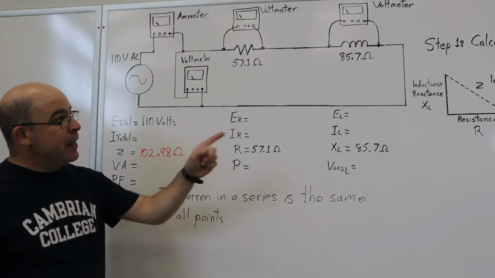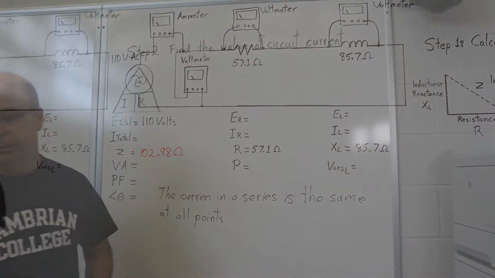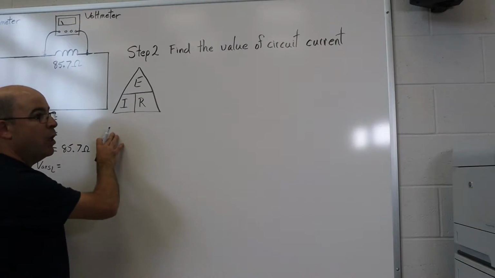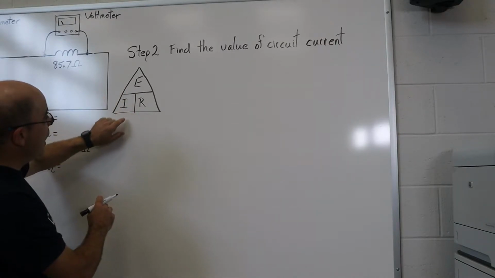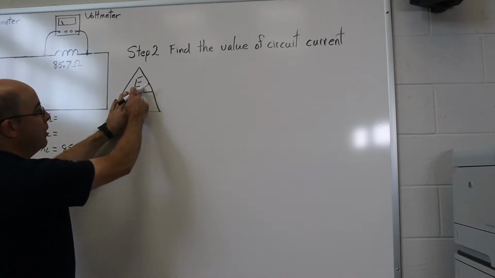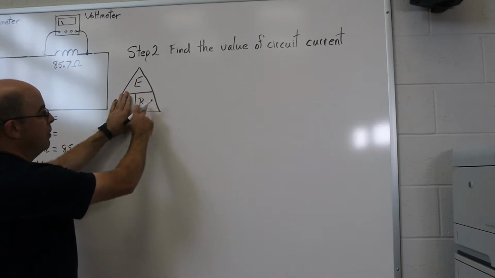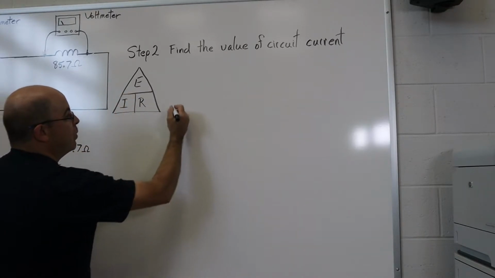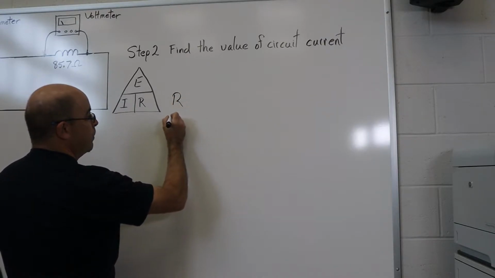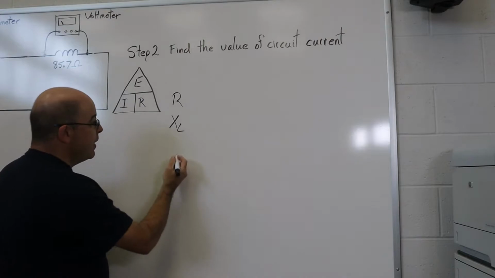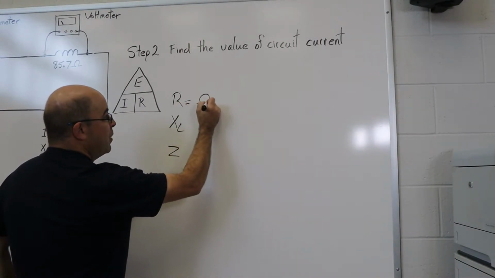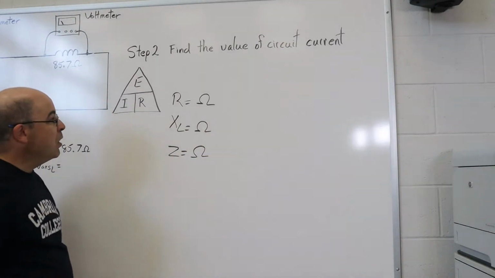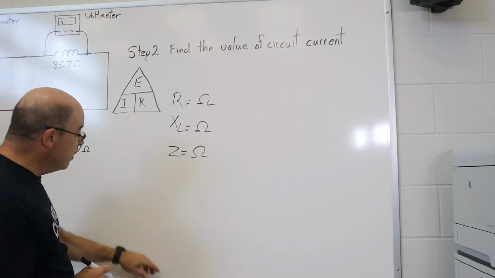So I'm going to set up, and we're going to go to step 2. Now in step 2, we want to find the value of circuit current. That means we're going to use Ohm's law. In this case, if I want to find I, I just cover it up and I would take the applied voltage and the resistance, or in this case, the impedance, because resistance, inductive reactance, and impedance are always measured in ohms. It's a simple matter of substituting the Z for the R. So why don't we do that?